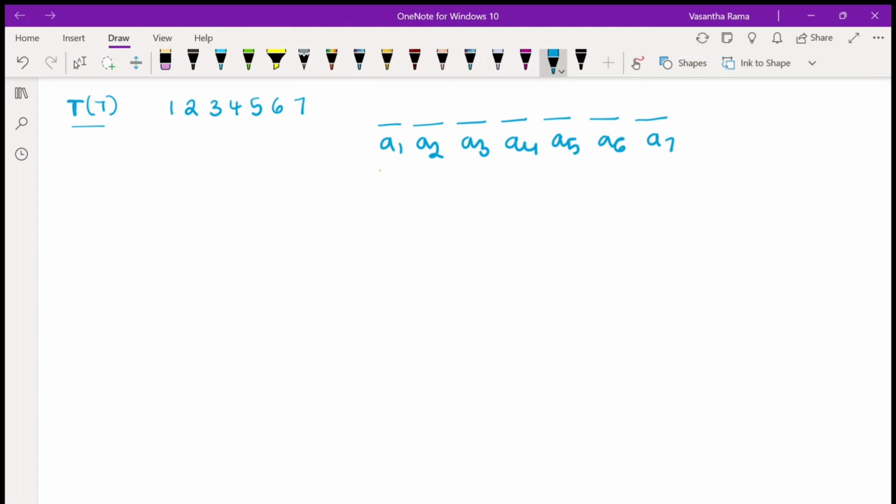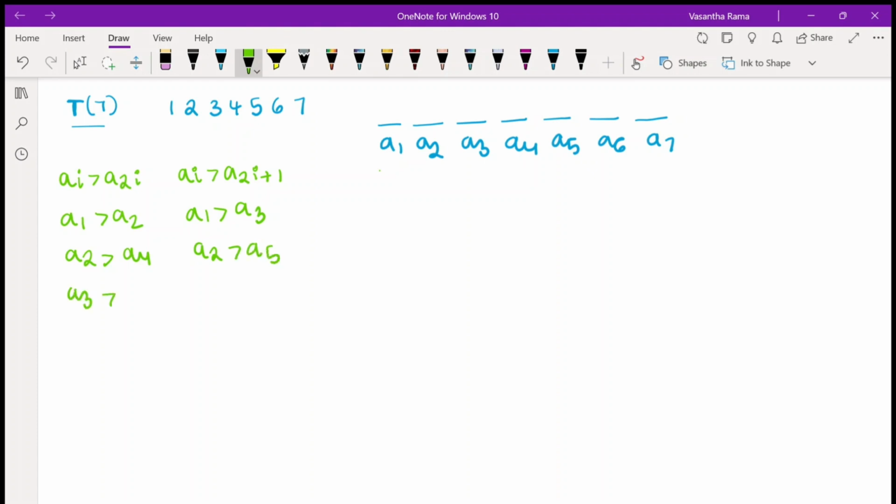Right, so let us write the conditions as well that we would be using while finding out the solution. ai must be greater than a2i and ai must be greater than a2i plus 1. a1 is greater than a2 and a1 is greater than a3. a2 is greater than a4 and a2 is greater than a5. a3 is greater than a6 and a3 is greater than a7, when i is equal to 1, 2 and 3 respectively.